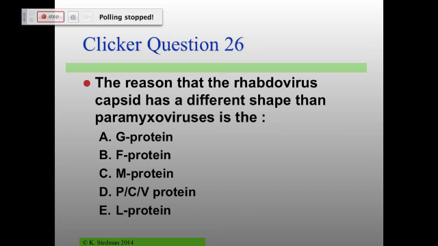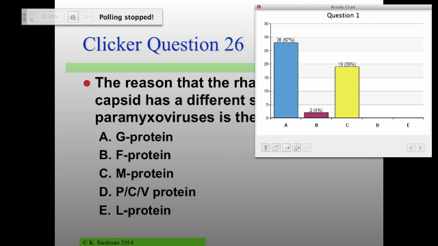Okay, we're done. What do people think? Nobody likes P, C, V, or L. That's good, because those are the polymerase proteins and have nothing to do with the capsid protein. Nobody thinks the F protein has anything to do with rhabdo versus paramyxos. Why? Do rhabdos have an F protein? No. Okay, so we're down to G and/or M.